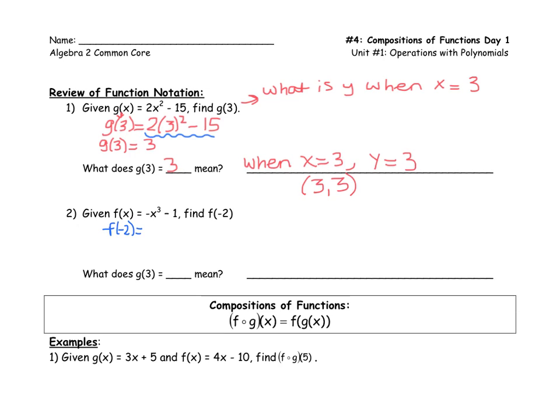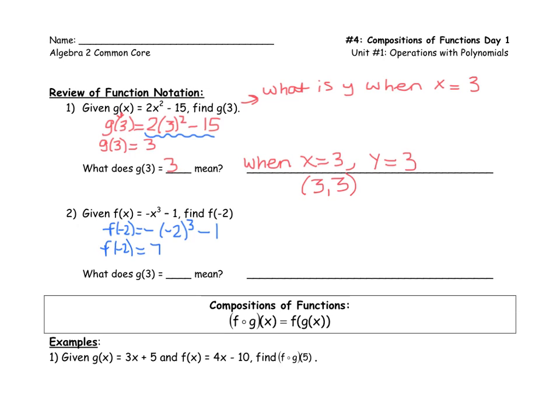That means everywhere I see an x, I'm going to put in a negative 2. So bring down the negative, bring down a parenthesis, negative 2 to the third minus 1. Take a minute and put that into the calculator. I would pause the video now. Okay, your answer should be 7. So f of negative 2 equals 7.